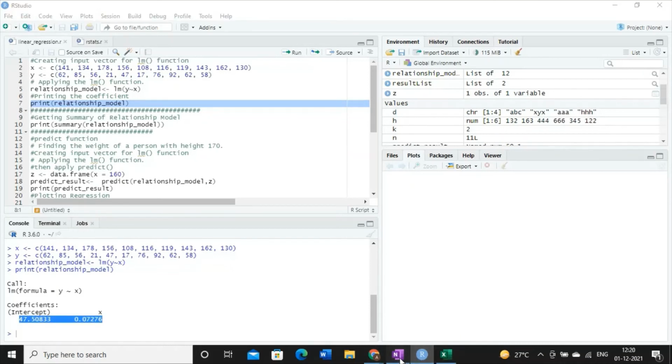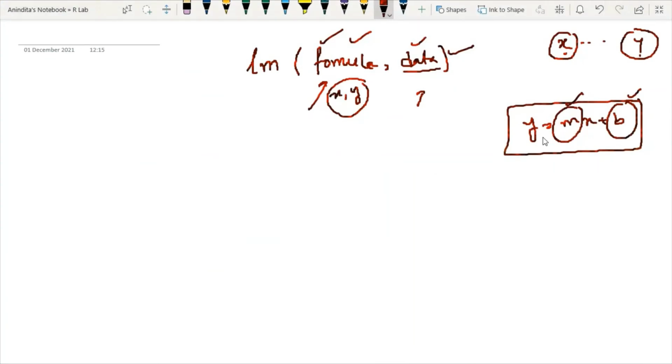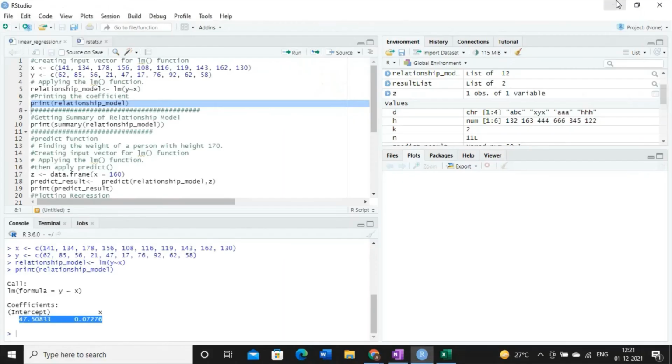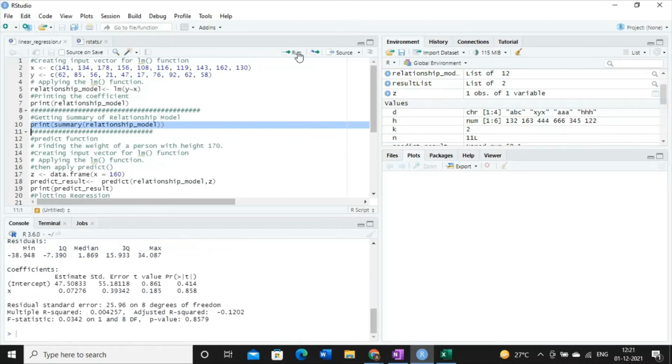If you are using the equation y equal to mx plus b, it will print the values of m and b, the intercept value and the slope value. So this is your coefficient. You can change it according to your coding. And then the summary function is very much important. Whenever I click on the summary function, see what values it gives.